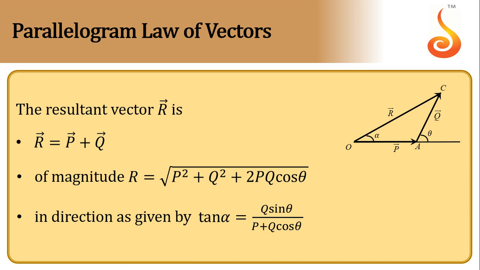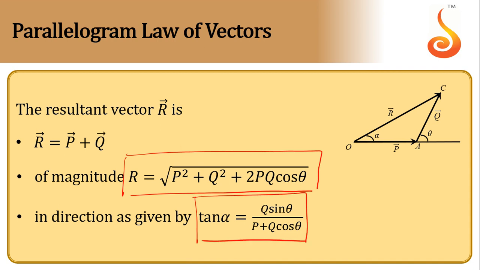The resultant has a magnitude given by the square root of P squared plus Q squared plus 2PQ cos theta, and its direction is given by tan alpha is equal to Q sin theta divided by P plus Q cos theta. That means if this is vector P and this is vector Q, then the resultant is somewhere in between, and that resultant has a magnitude as given by this equation, and the angle alpha, that is tan alpha, is given by Q sin theta divided by P plus Q cos theta, theta being this angle. So theta is this angle.